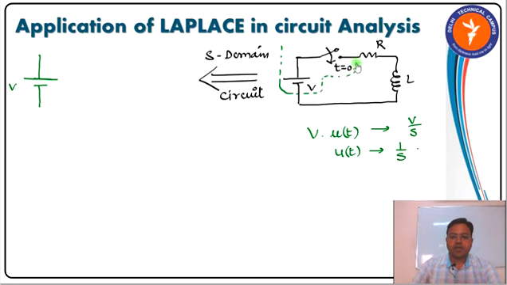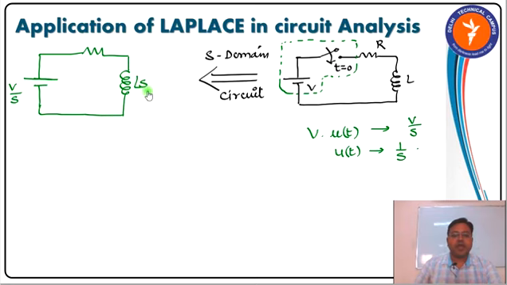So I will replace this combination of switch and source with V by S. So there we have a voltage source which has the value V by S, and it is connected across the resistance. We already know the resistance remains the resistance, so it will be R over here, and this inductor will be replaced with an impedance. So I will draw the inductor, but I will substitute its value to be LS. So it is R, it is LS.